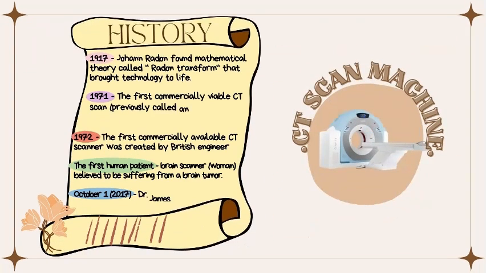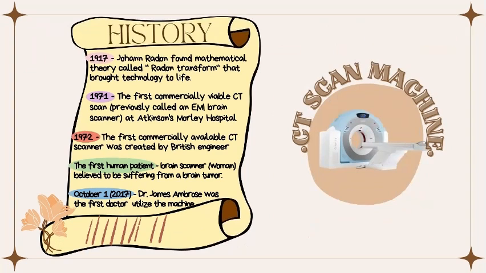A little bit on the history of the CT scan machine. Back in 1917, Johann Radon found a mathematical theory called the Radon transform that brought the technology to life. In 1971, the first commercially viable CT scan was done at Atkinson Morley Hospital, and the next year, the first commercially available CT scanner was created by a British engineer. The first ever human patient was a woman believed to be suffering from a brain tumor. Then, on the 1st of October in 2017, Dr. James Ambrose was the first doctor to utilize the machine.